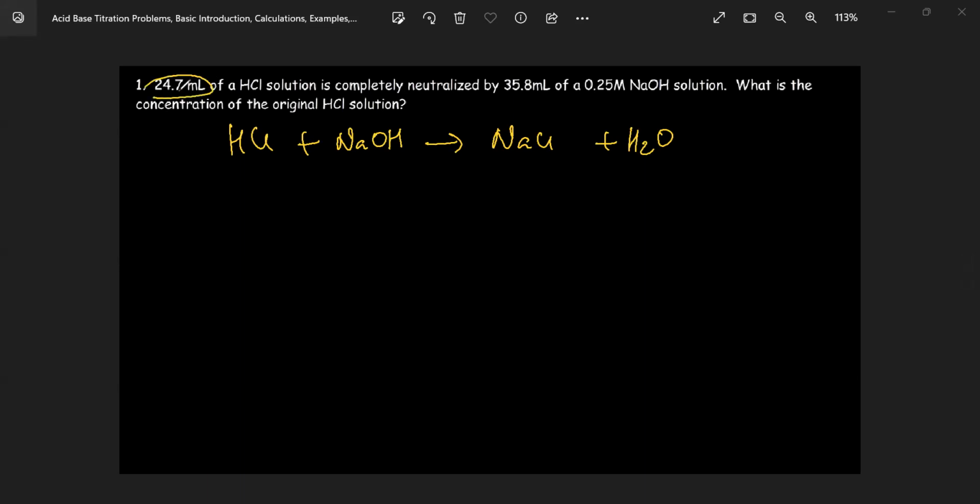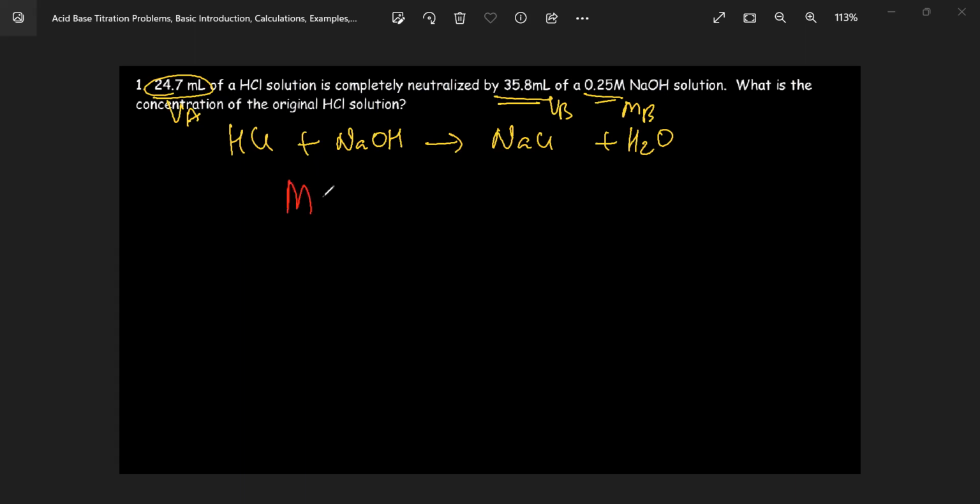So here you see this is the volume of HCl. So this becomes Va, is completely neutralized by a base. Okay, so this is volume of base, and 0.25 is the molarity of base, right? So we have got the volume of base 35.8 ml, and we have got the basic solution's molarity also. So ultimately we have to find the concentration of HCl solution which we have used in this solution. Now we can very well start with this question now, right? So let us start by writing the equation.